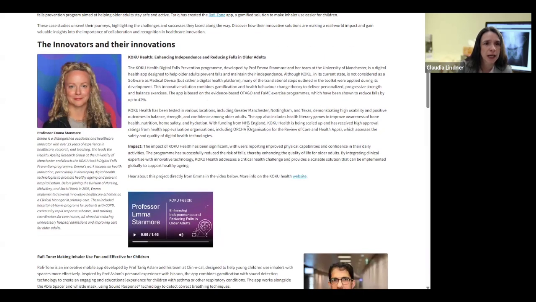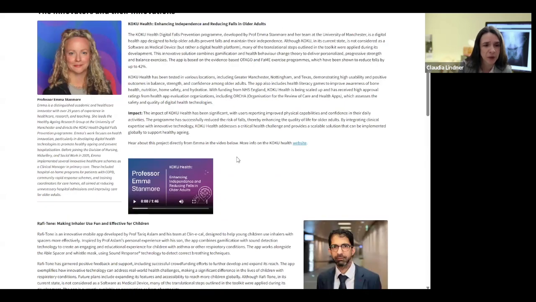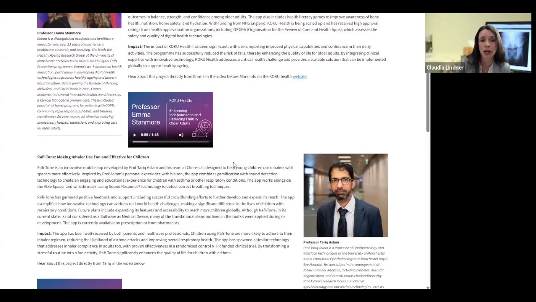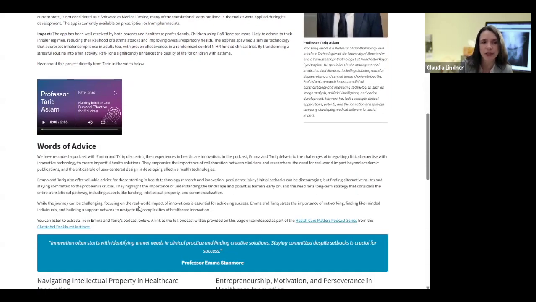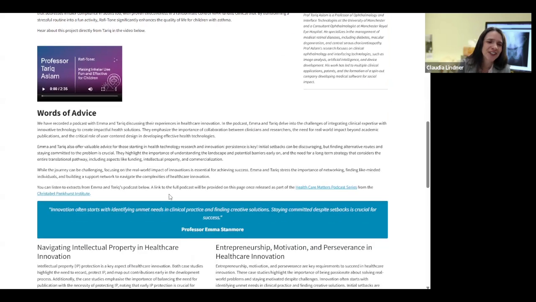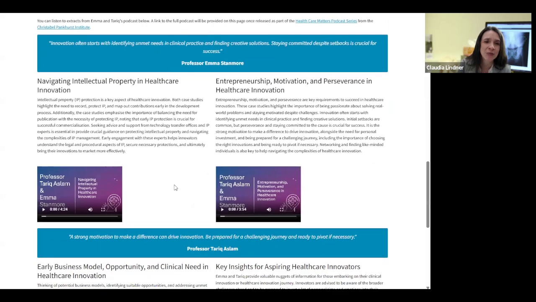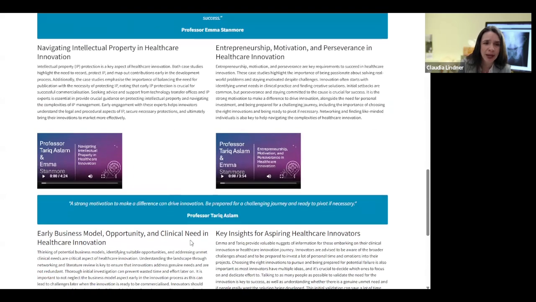And so for the software as medical devices case studies, we've got Professor Emma Dunmore and Professor Tara Gastim talking about their innovations. They're introducing them based on their experience. They're providing some advice in terms of maybe things that they think are good to do or maybe not so good to do. And then at the bottom, we have a number of topics where both Emma and Tarek comment. And so there's a short summary for each of those topics, but then there's also an audio clip where you can listen to Emma and Tarek commenting on those topics.